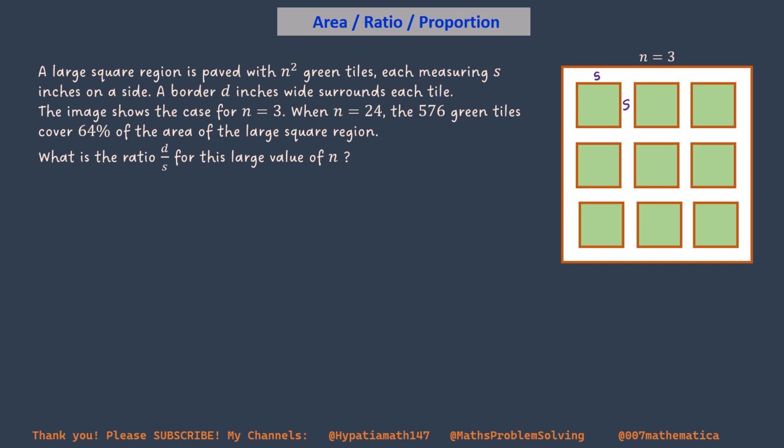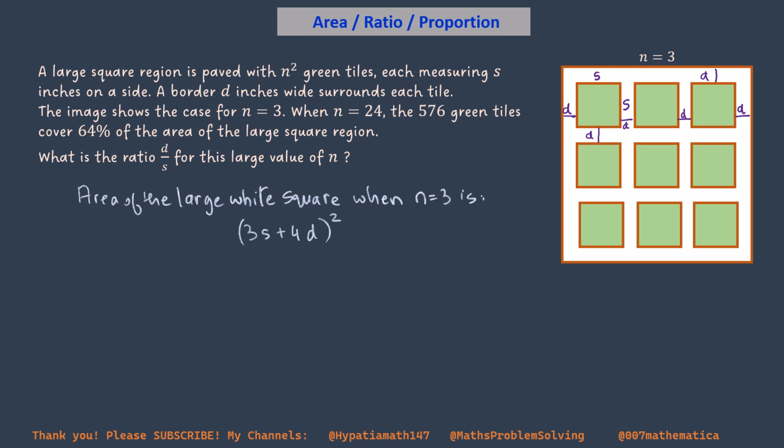So at the start, I thought of marking it all out. We have the sides of the square as s and the gap as d. So the side of the large white square would be 3s plus 4d, because there are three s's, 1, 2, 3, so 3s, and 4d, 1, 2, 3, 4. So this is 3s plus 4d, and the area is that squared, being a square.